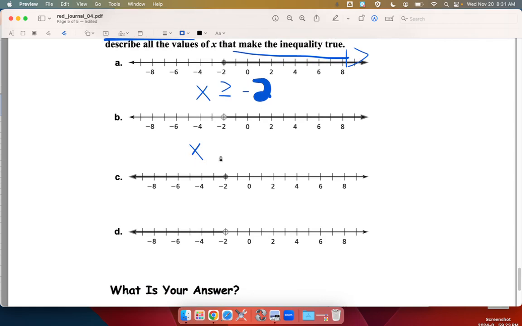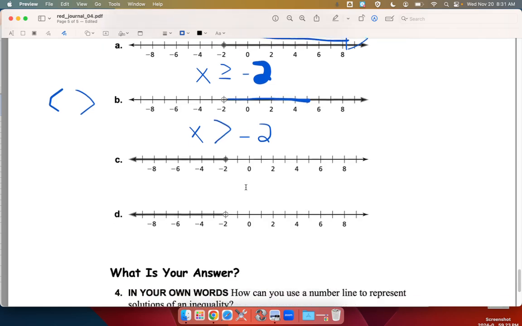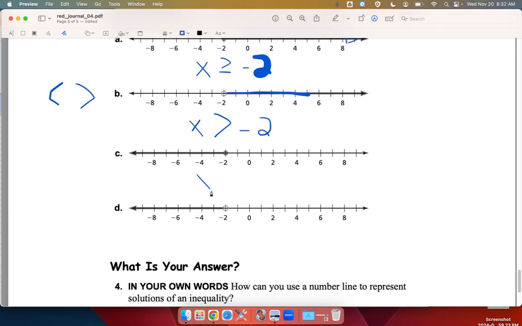Write out an inequality for this guy. X, and here's your -2. Wherever that dot is, that's the number in our answer. From there, open circle, that means we're either going to have the greater than symbol or the less than symbol. Notice again, we're shaded this way. How do these numbers compare? How does 8 compare to -2? 8 is greater than, so the numbers shaded are greater than -2.